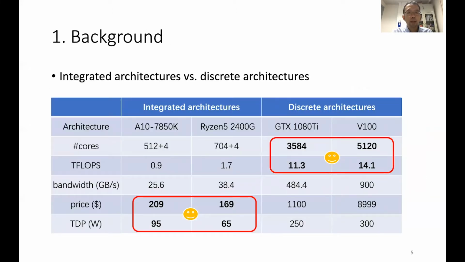We show a comparison between the integrated and discrete architectures in this table. These architectures are used in our evaluation, although the integrated architectures currently have lower computation capacity than the discrete architecture. The integrated architecture is a potential trend for a future generation of processors. Moreover, its price and power are usually low.